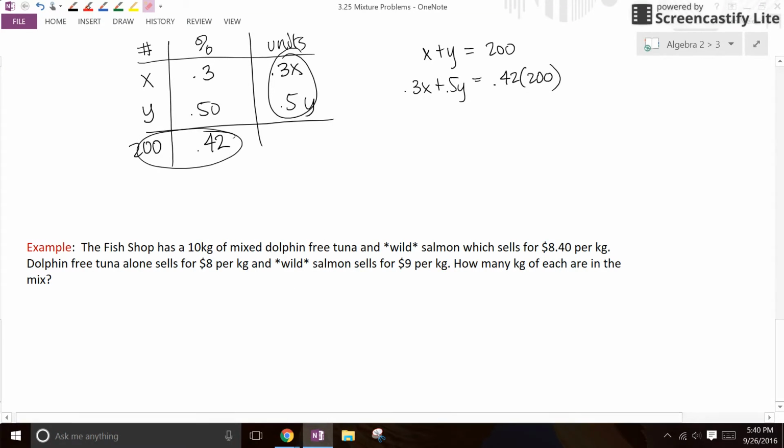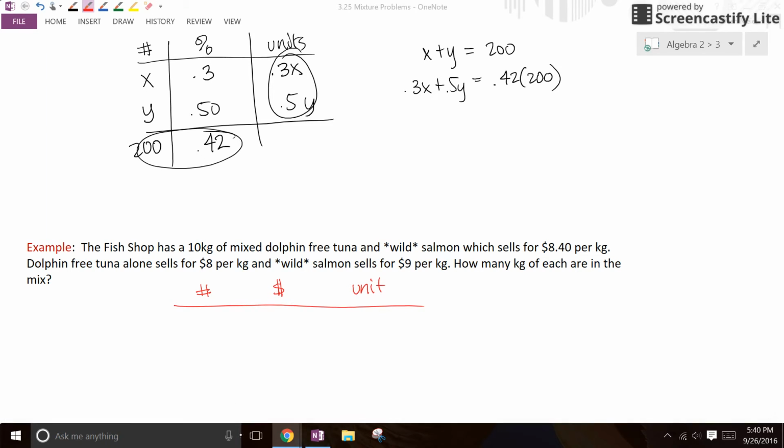And here is one more, which got crossed out somehow. Maybe not. It says the fish shop has 10 kilograms of dolphin-free tuna and wild salmon, which sells for $8.40. Dolphin-free tuna sells for $8 and salmon sells for $9. How many kilograms are of each one? So again, number, this time it's money, and this time it's unit.